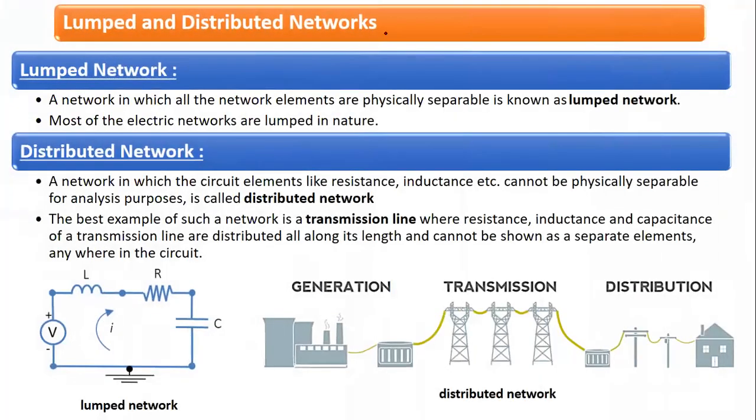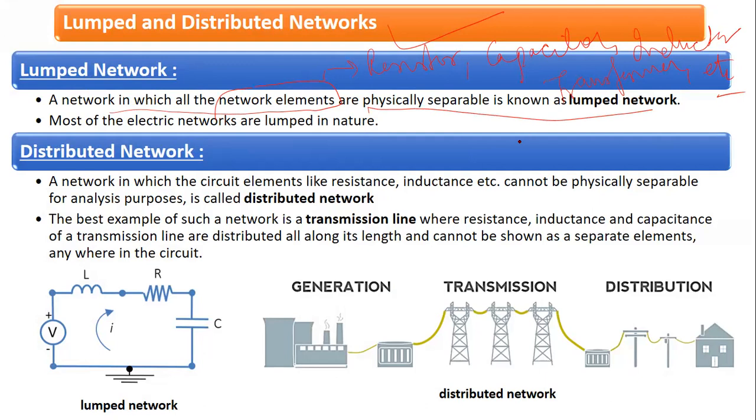Now let us come to the next slide, lumped and distributed. So again, the same definition you can use for the lumped and distributed network also. A network in which all the network elements, now what are the network elements? The resistor, capacitor, right? Inductor, transformer, etc. If the elements are physically separable, they are known as a lumped network.